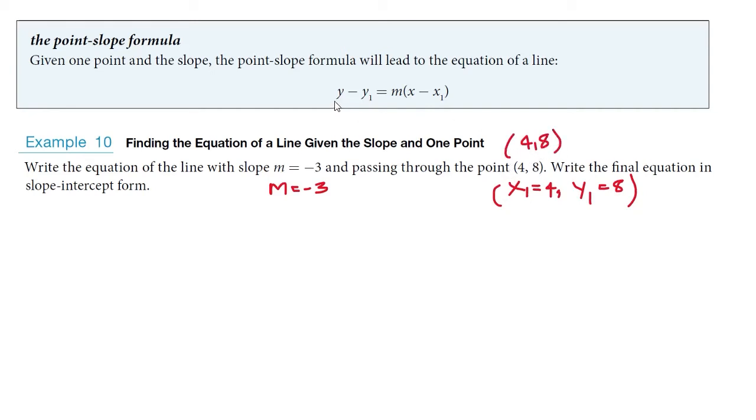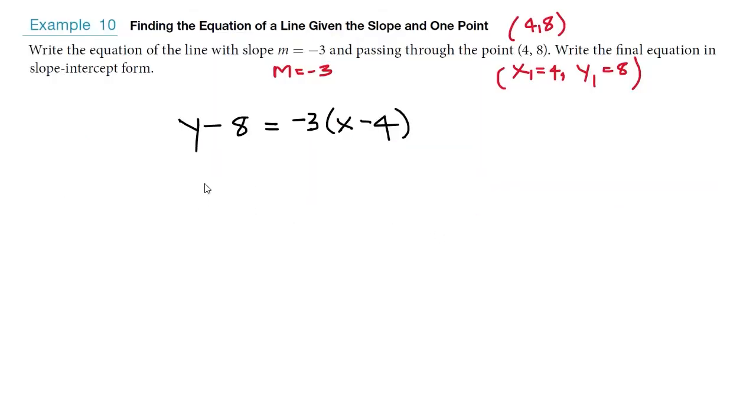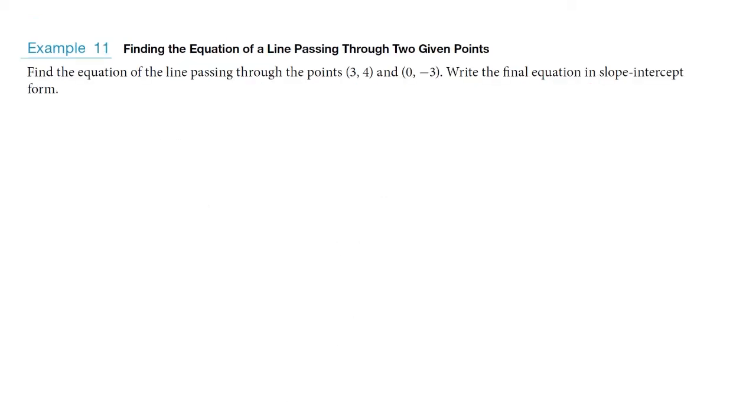So we will have to use our formula. y minus y1, so y minus 8, equals m, which is -3, multiplied by x minus x1, which in this case is 4. Now we just have to distribute and solve this equation for y. So we have y minus 8 equals -3x plus 12. I'm just distributing here, and then I'm going to add 8 to both sides. So I have y equals -3x plus 20. And here's the equation of the line.